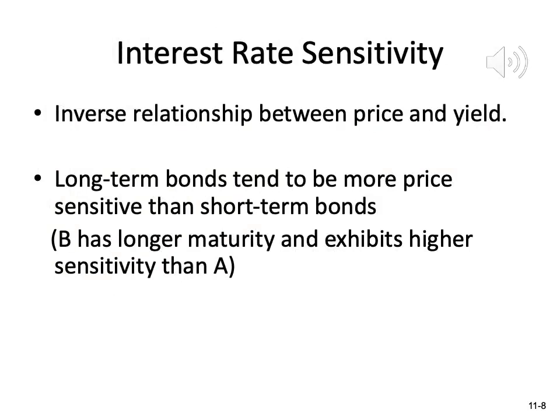From the previous picture, we can draw some conclusions on the interest rate sensitivity. Because there is an inverse relationship between the price and the yield, the first conclusion we can draw is long-term bonds tend to be more price-sensitive than short-term bonds. Referring to the picture, if you look at bond B and bond A, bond B has longer maturity, so the sensitivity of bond B is higher than bond A. So the slope of the bond B curve is steeper than the curve of bond A.